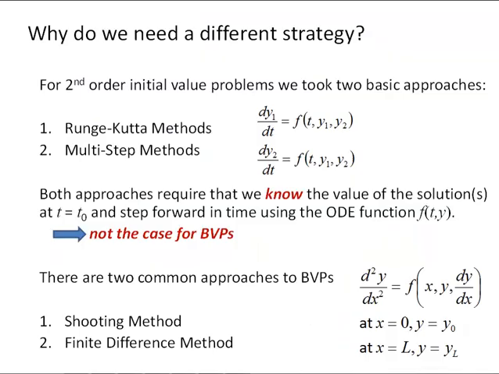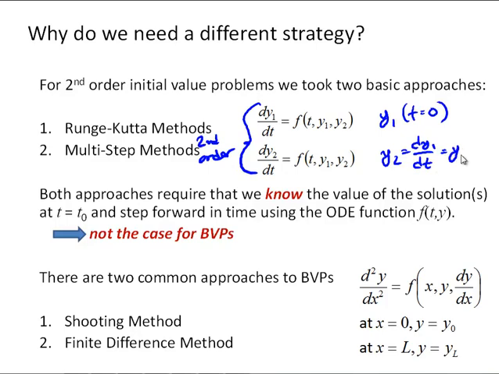So why do we need a different strategy? Well, thinking about second order initial value problems, we took two basic approaches. We used Runge-Kutta methods or multi-step methods. In both cases, our approach was to write a second-order differential equation as two first-order differential equations, and then we knew y1 at t equals 0, and y2 would be the derivative, and we would know that at t equals 0.